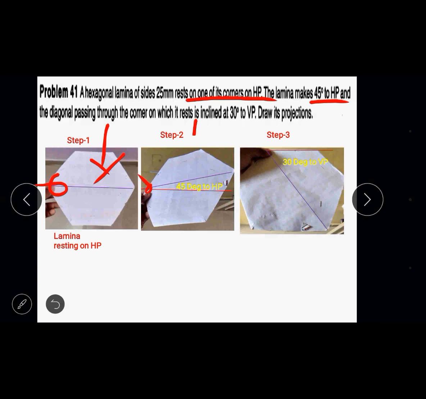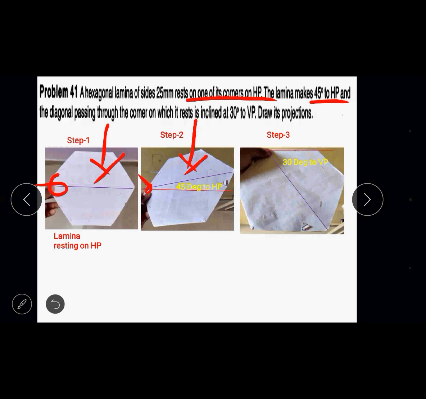Now if you look at the top view of the step 2 lamina, it will be an irregular shaped hexagon. The regular lamina gets converted into irregular lamina due to tilting. And the corresponding front view will be a 45 degree line. The front view of step 1 and the front view of step 2 are similar in dimension. It's just a difference in angle. First front view will be 0 degree and the second front view will be 45 degree.